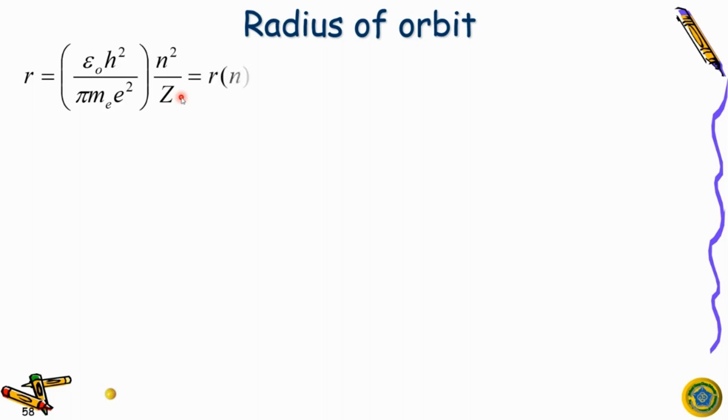Okay? So what I want you to remember is that if we regard a certain atom, for example, like hydrogen, helium or lithium, Z will be a constant. So actually R is a function of n only. n is what? 1, 2, 3, 4, 5. So what does this equation tell you? R is quantized. It can be one certain number times 1, times 4, times 9, times 16. So R is quantized.